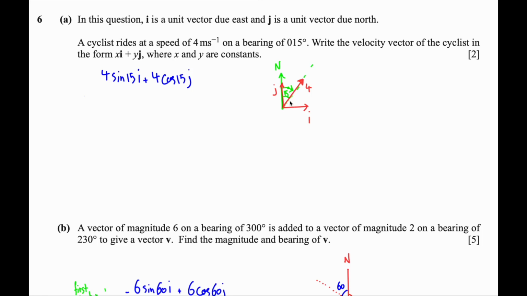So here's what you can do. There are basically two possible ways to look at this. Either consider this angle, which is 15, or consider this angle, which is 75. I just used this angle, which is 15. Now if I want to find j, it's 4 cosine 15 that gives me the coefficient of j, and 4 times sine 15 gives me the coefficient of i.